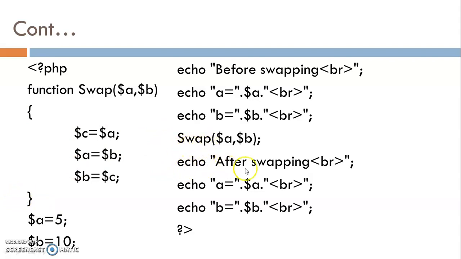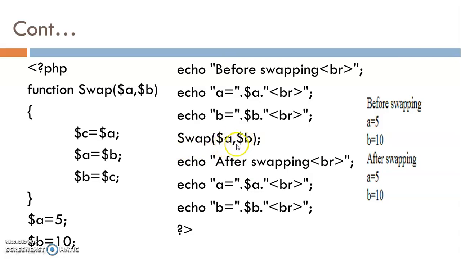So here, after swapping, the a equal to and b equal to statements are executed, so the output of this code is, first of all, before swapping we know that the values of a and b are 5 and 10. Okay, then the function call is there.